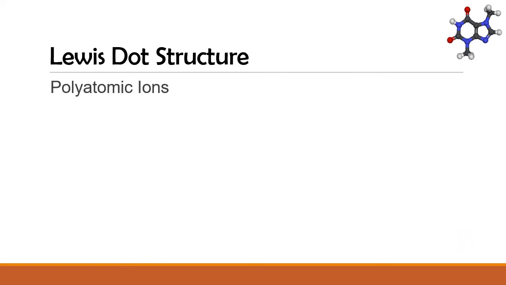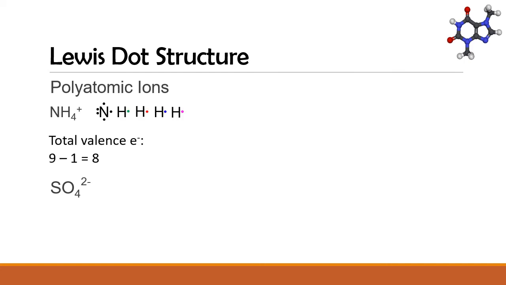Drawing the Lewis dot structures of polyatomic ions works in the same manner as those for covalent compounds. Let's use the ammonium ion and the sulfate ion as our examples. First, we determine the total number of valence electrons for all the atoms. Then we create a skeleton of the possible bonding pattern. We then pair up the valence electrons. Note that the ammonium ion has a +1 charge.